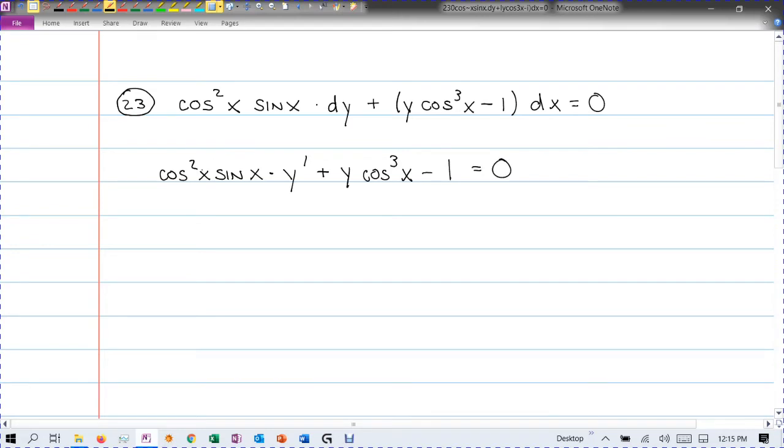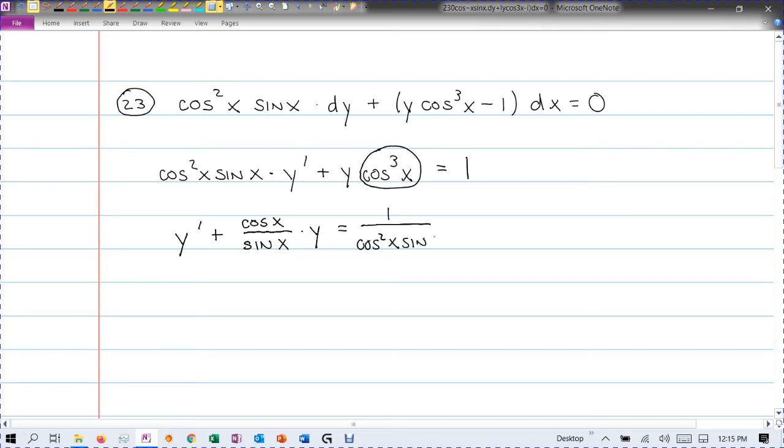I've got a function of x. I've got a y by itself with a function of x. Move the 1 over. And now I need to divide everything by cosine squared x sine x. So y prime plus, okay, when I divide this by cosine squared x sine x, I'm left with a cosine x on top and a sine x on the bottom, which will be cotangent. Then I still have the y. On the right side, I've got 1 over, and I've divided through by cosine squared x sine x. That's kind of ugly.